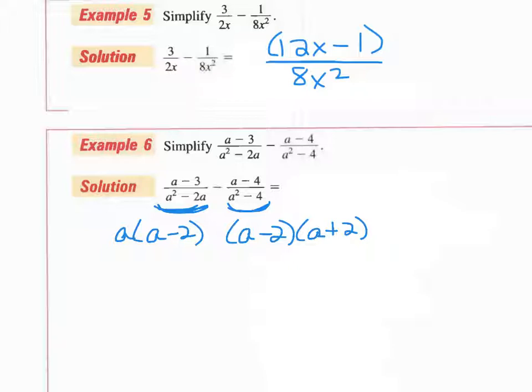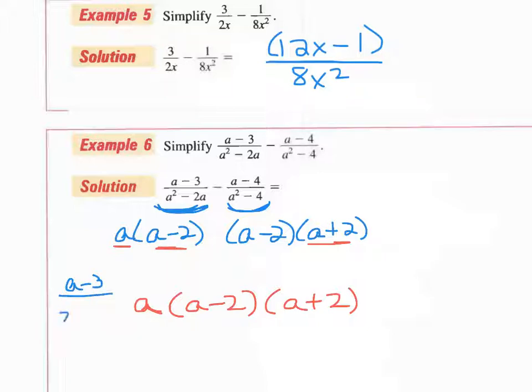So now remember, when you're looking for a common denominator, everything needs to be represented. So notice I need to include in my answer the A. I need to include an A minus 2. And then also the A plus 2. So this is going to be my common denominator. And I'm going to go ahead and write it next to each one so I can see what's missing from it. So the first fraction is A minus 3 over A parenthesis A minus 2.